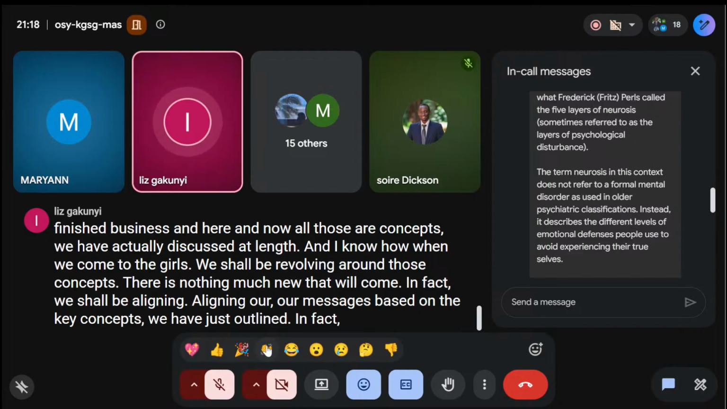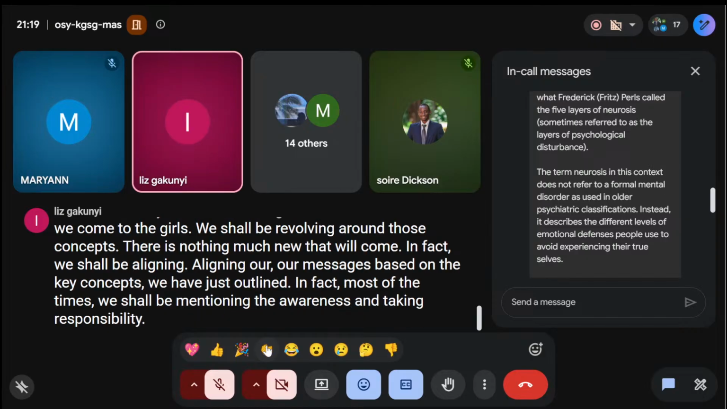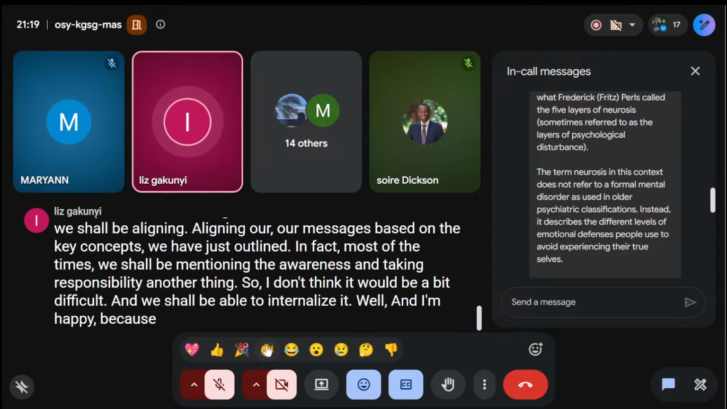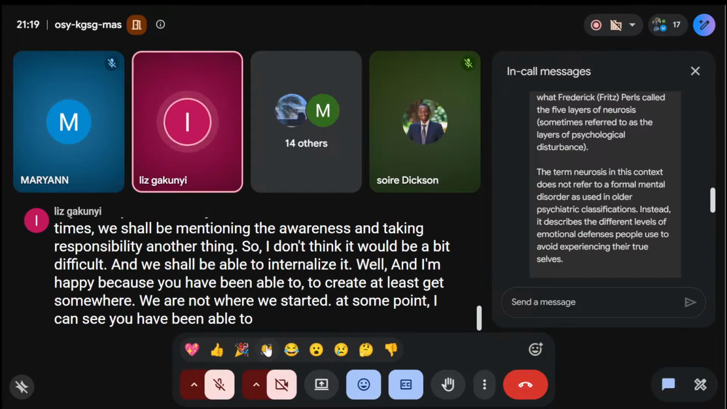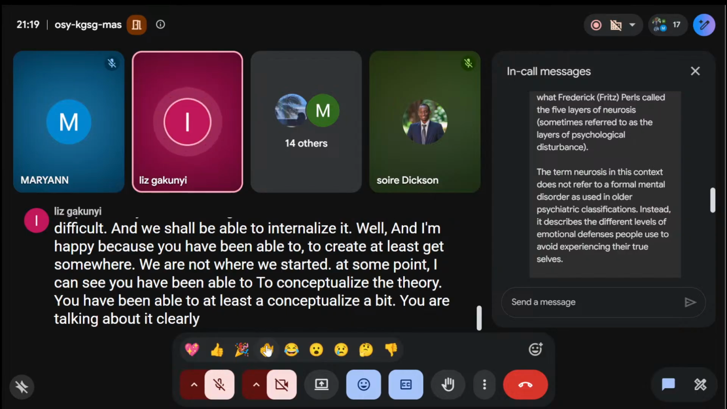In fact, most of the times we shall be mentioning the awareness and taking responsibility and other things. So I don't think it will be a bit difficult, and we shall be able to internalize it well. And I'm happy because you have been able to clearly at least get somewhere. We are not where we started. At some point, I can see you have been able to conceptualize the theory. You have been able to at least conceptualize a bit. You are talking about it clearly, and that is good.